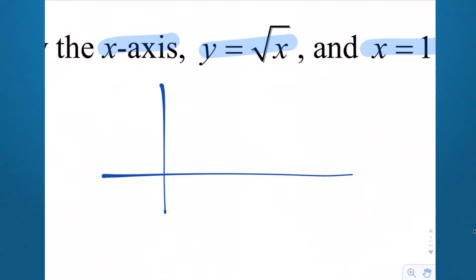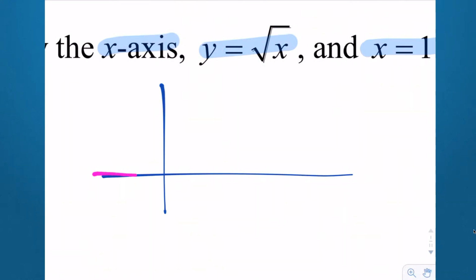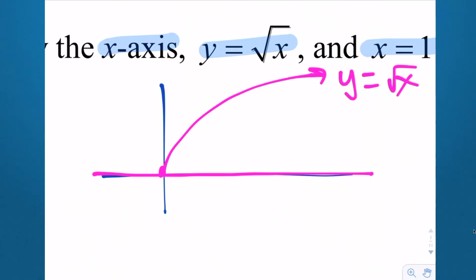There's the y-axis, the x-axis, and the x-axis is also one of the boundaries. So I'll just draw that in there with a different color. The square root of x is right here. And then x equals 1, I'm going to draw it sufficiently further out over there. You don't want to make it too close to the y-axis, then your region looks very tiny, and you want to kind of visualize what's going on. So there's the region.